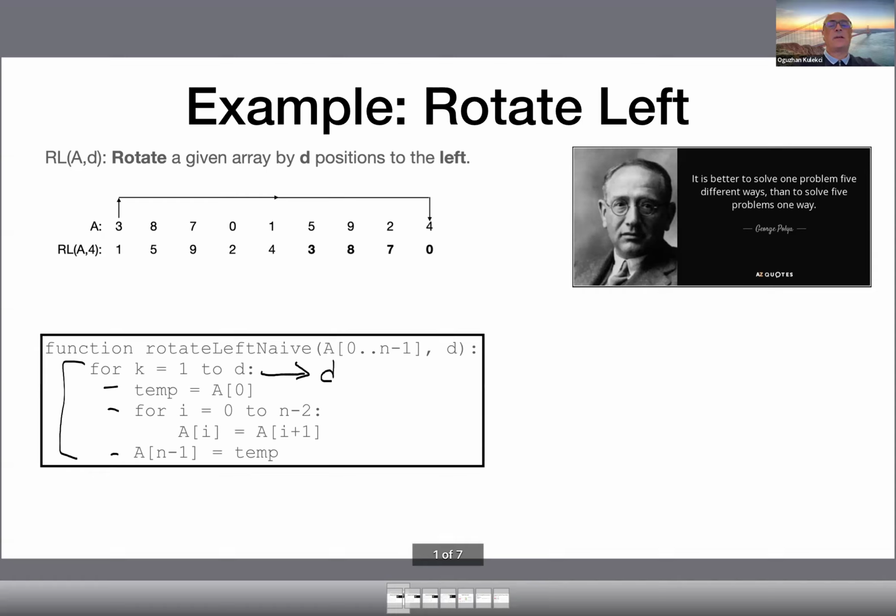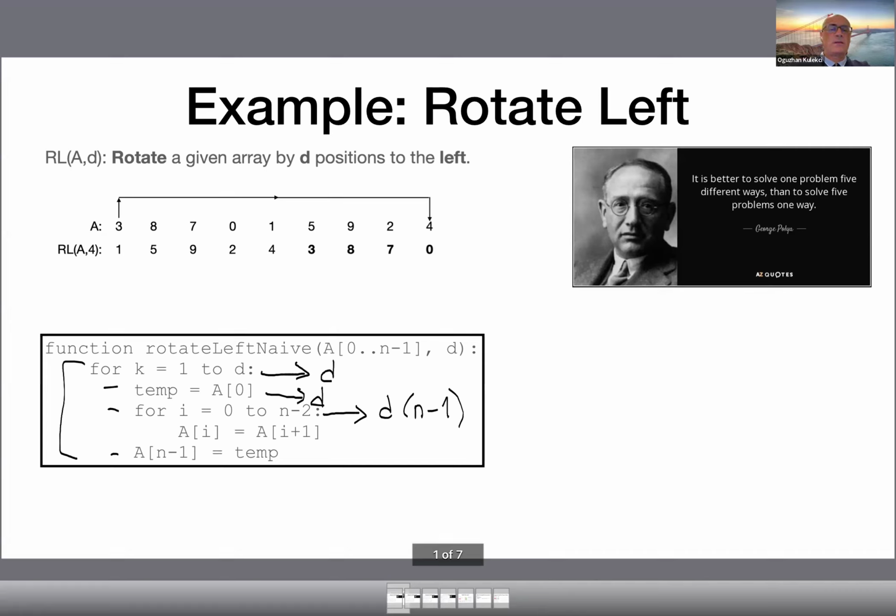So assigning A0 to the temporary variable will happen d times, right? And then when I come to this inner for loop, for k equal to 1, this will be executed n minus 1 times. For k equal to 2, this will be executed n minus 1 times. For all d cases, this line will be executed n minus 1 times. So I will say that this line will be executed d times n minus 1 times.